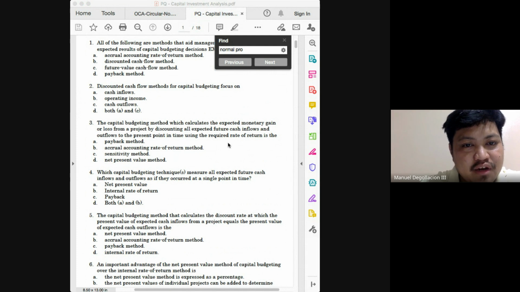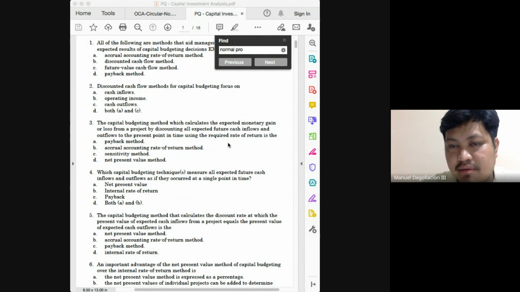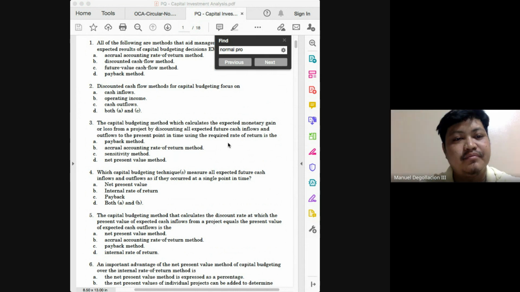You get the present value of the inflows, you get the present value of outflows, and the net amount would be the net present value of the project. If it has a positive amount, then that would mean that the project is an acceptable project. If the present value of cash inflows is greater than the present value of cash outflows, then that would result in a positive NPV, or net present value.